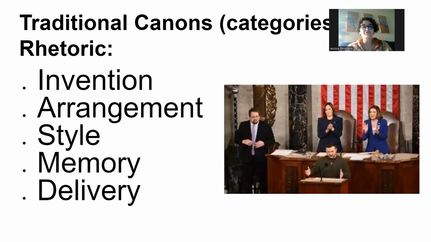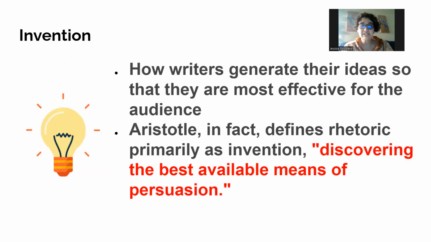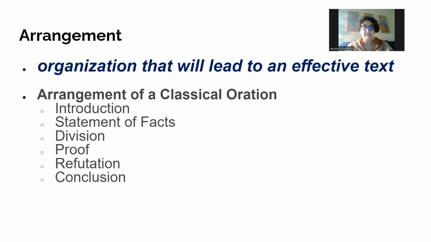Okay, so the traditional categories of rhetoric: invention, arrangement, style, memory, delivery. Invention is how writers generate their ideas, so we will be doing that in the planning, the pre-write stage, the outlining, when you're outlining your essay. The organization, which is the arrangement, will lead to an effective text. Again, an argument essay has a specific arrangement, a cause and effect essay has a specific arrangement, and we'll talk about all of these as we get to those essays.